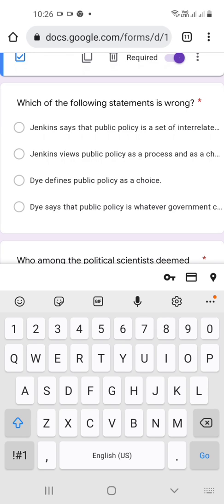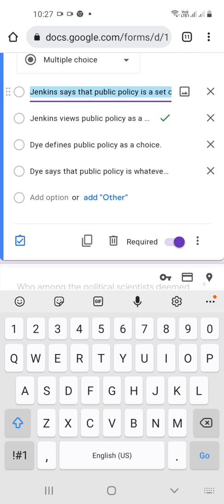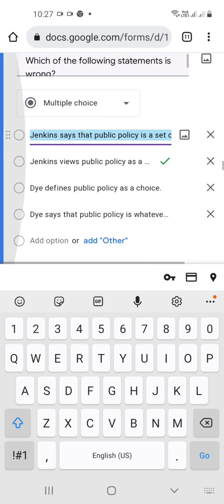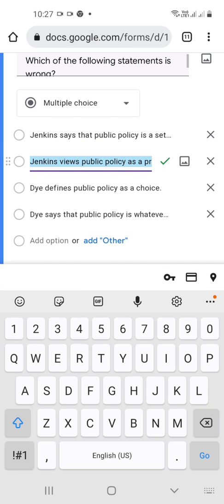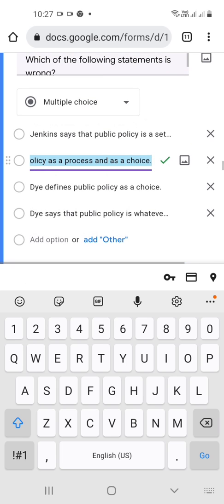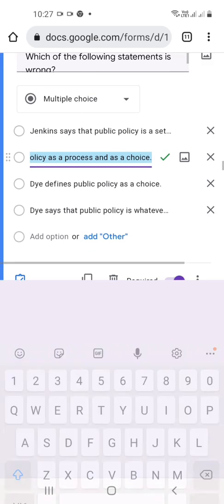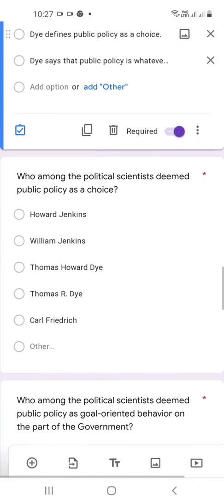And then which of the following statements is wrong? Jenkins says that public policy is a set of interrelated decisions taken. Again, the question here is which of the following statements is wrong? Wrong. Which is wrong? Not which is correct. So we have here the first choice: Jenkins says that public policy is a set of interrelated decisions taken. So this is actually correct. Jenkins views public policy as a process and a choice. Of course, this is wrong. So you stop there. Is wrong. Not is or are wrong. Okay.